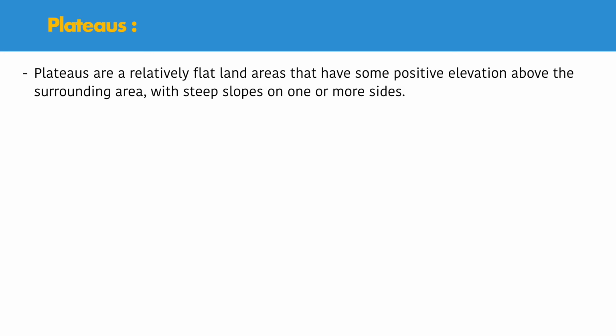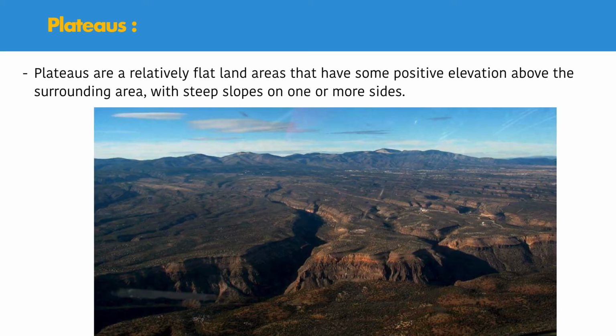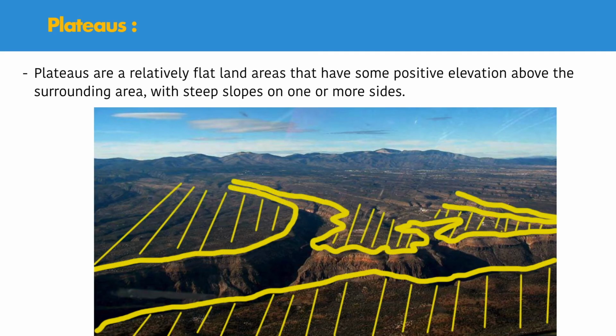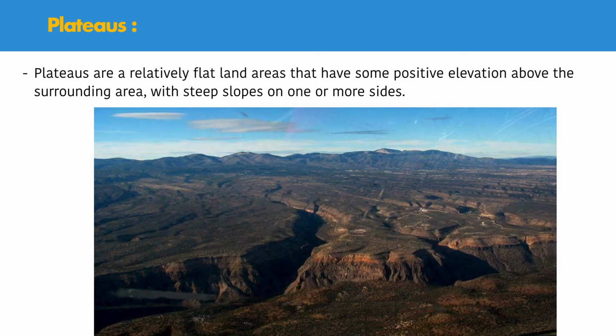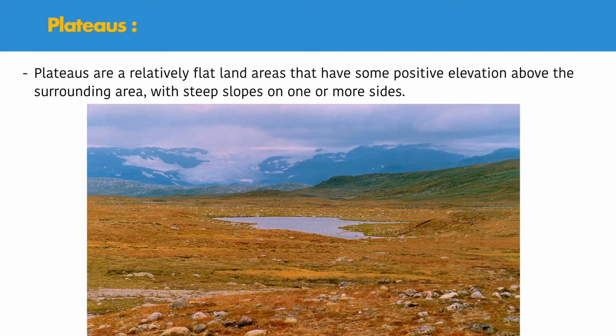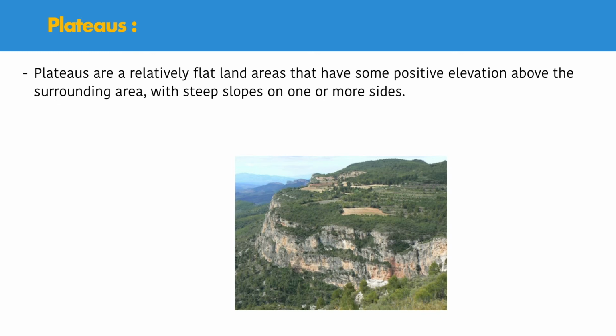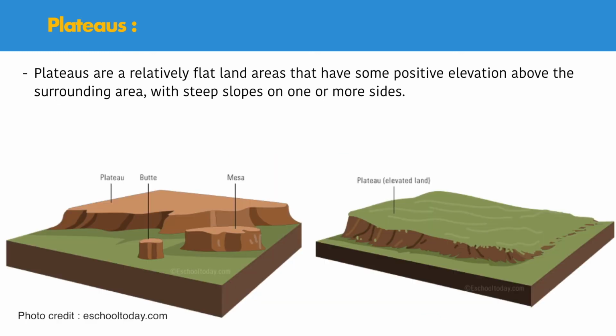Plateaus. Plateaus are relatively flat land areas that have some positive elevation above the surrounding area, with steep slopes on one or more sides. Examples. Here we see multiple separated plateaus. Here it's a little bit tricky to see that there is a steep side. That's another clear photo of a plateau. And these are two illustrations from the website named eSchool Today.